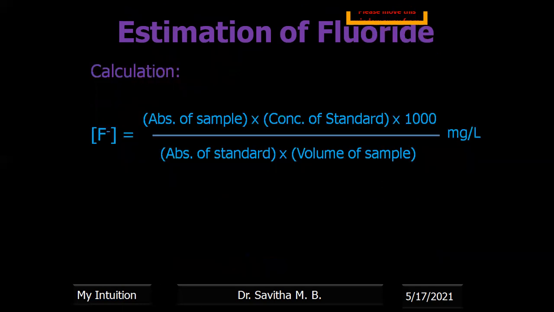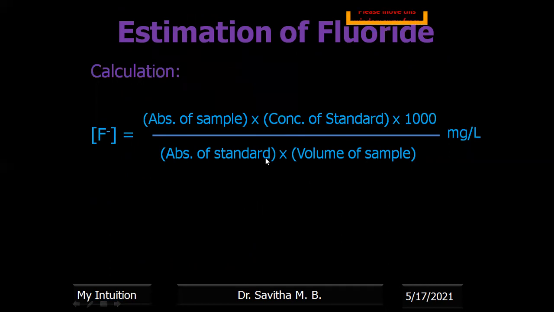Next, by using this formula: the absorbance of the sample we can find out from the colorimeter. Now, whichever standard we are choosing, the concentration of that standard into 1000, divided by the absorbance of the standard and the volume of the sample taken. By this we can find out the fluoride concentration.